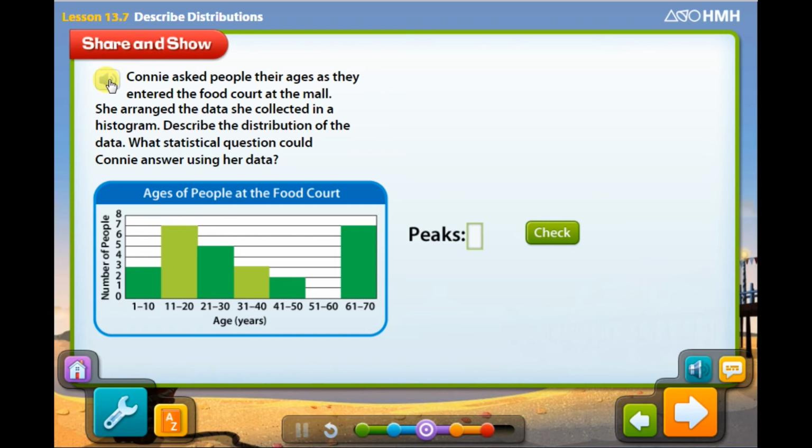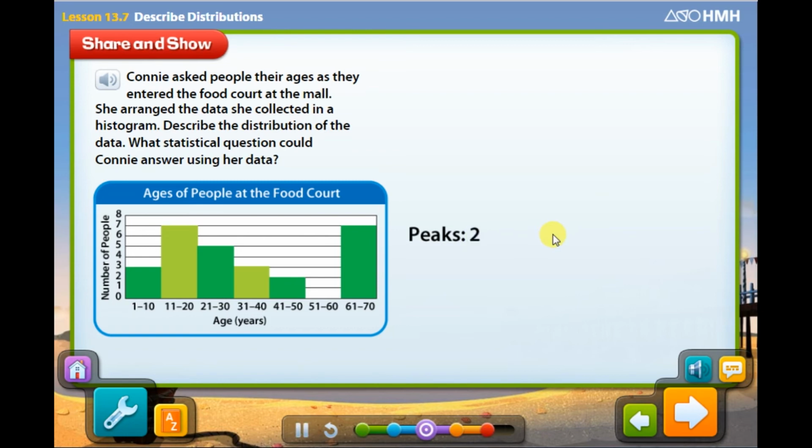Okay, so first find the peak. The peak is the highest column here. Actually, we have 2 columns that are the same length. So I have 2 peaks. Excellent. There are 2 peaks in the data.